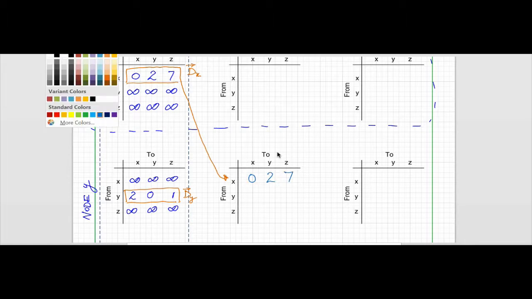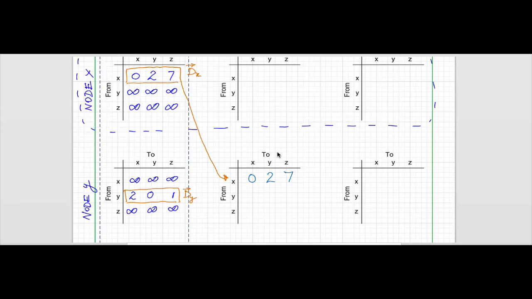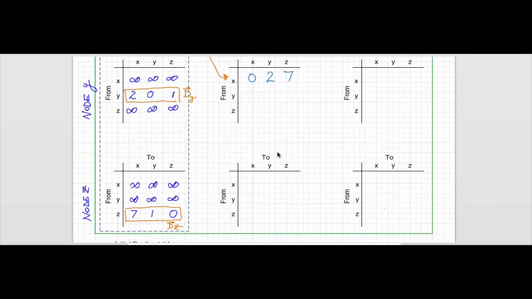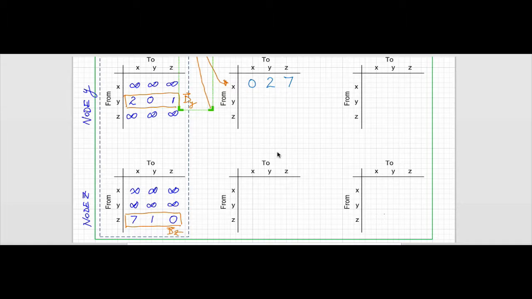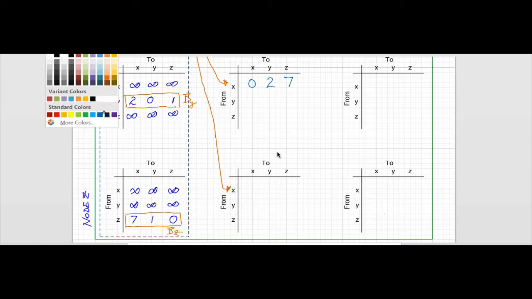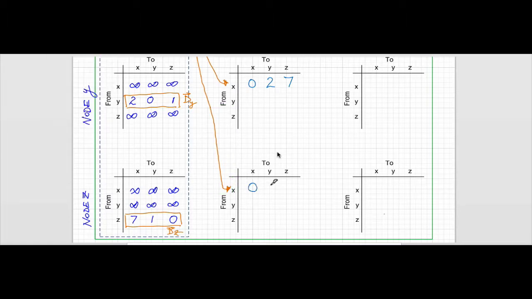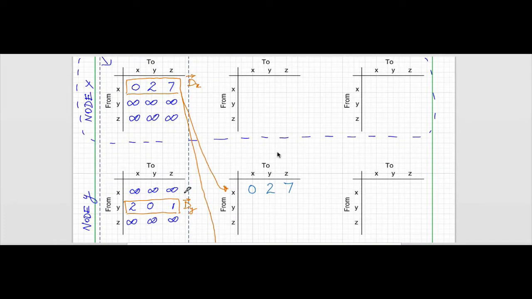Now X also tells Y, and sends this vector right here. So let's put it all the way down. Let me scroll down. It's going to send all of this to Z. It's going to put it right here. It's going to be the same message, 0, 2, 7. So this is the vector that X sends to Z. Now Y is also going to send it to X and to Z. So from Y is going to go here.